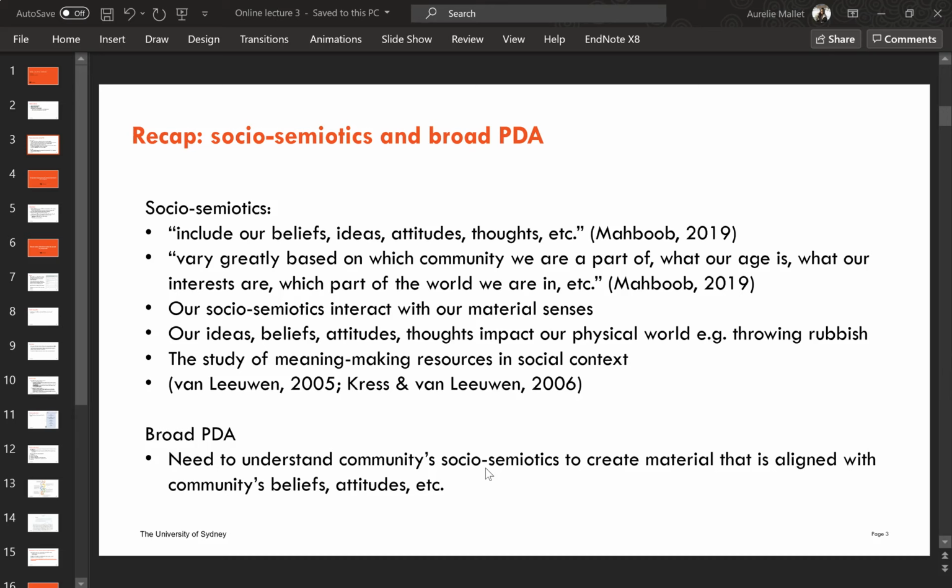And in the past couple of weeks, since the start of semester really, you have been learning about broad PDA, so I won't recap that too much. But essentially when you are doing your broad PDA forms, it's necessary to also include a description or analysis of your community sociosemiotics when you're creating your materials, and those sociosemiotics need to be aligned to the materials that you're creating. So that's just a recap of what we did last week, and a bit of what we talked about in the last couple of weeks as well.